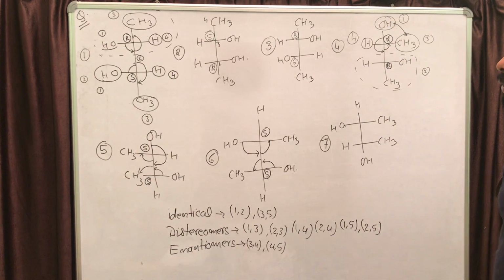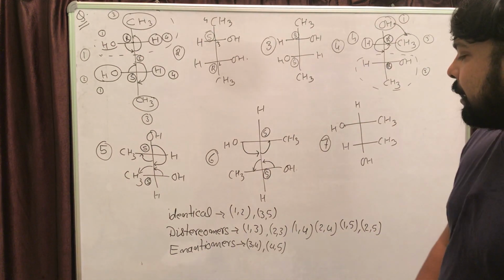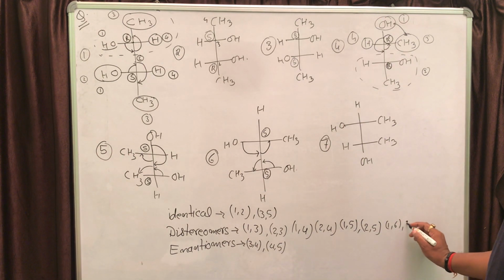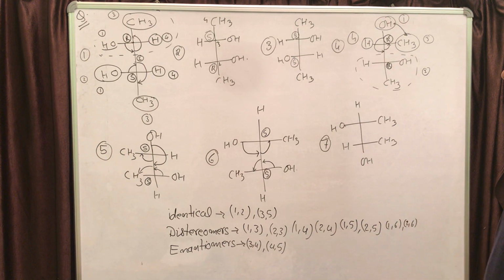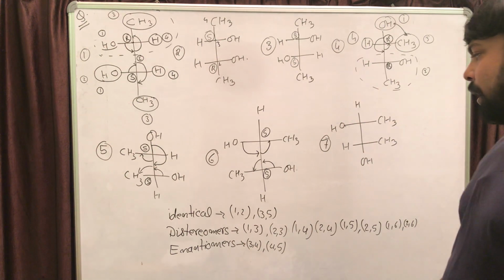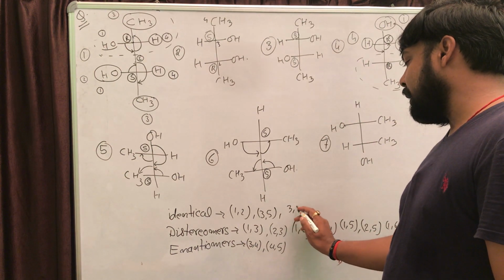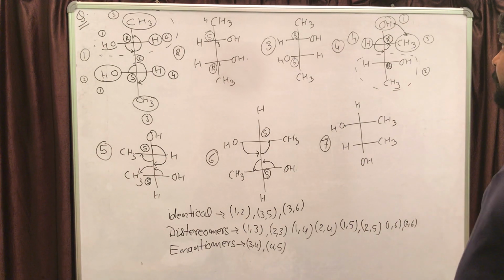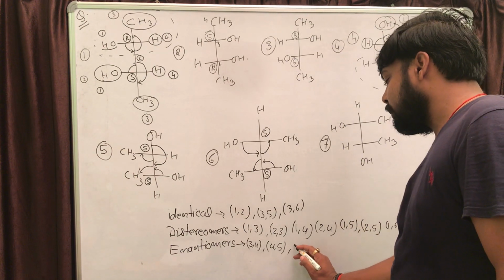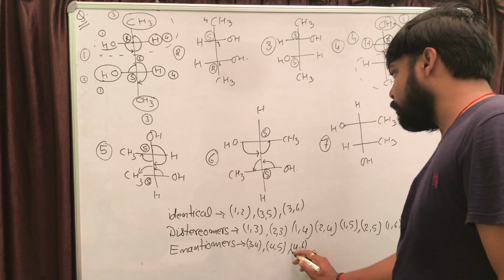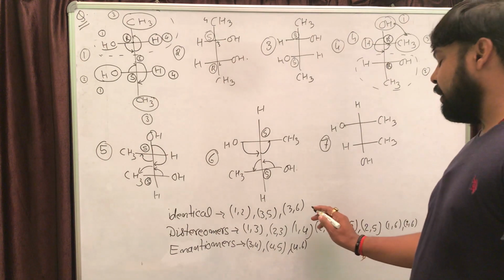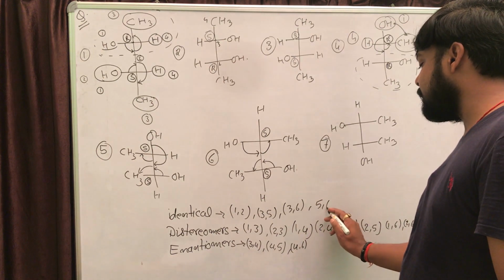So 1 and 6 are diastereomers. 2 and 6 diastereomers. 3 and 6 identical. 4 and 6 are enantiomers. 5 and 6 are identical.